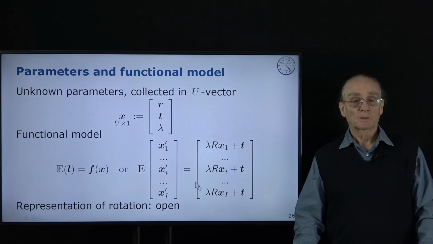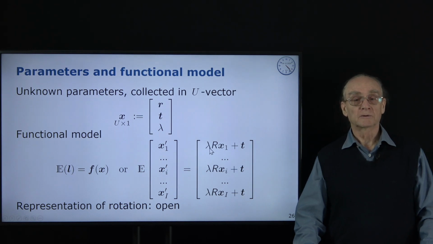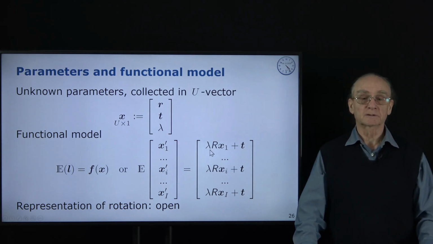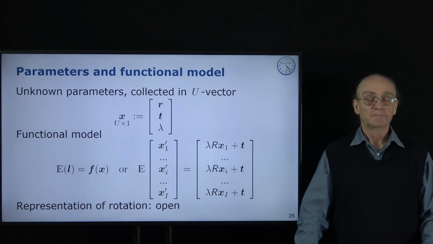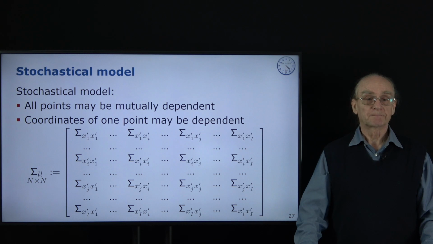Now you see we have left something open, namely how to represent the rotation matrix on one side, or how this vector r actually looks in relation to this rotation matrix. This is not exactly the same thing. So we have to define this in the context when we do the estimation really. At the moment, the representation of the rotation is open.